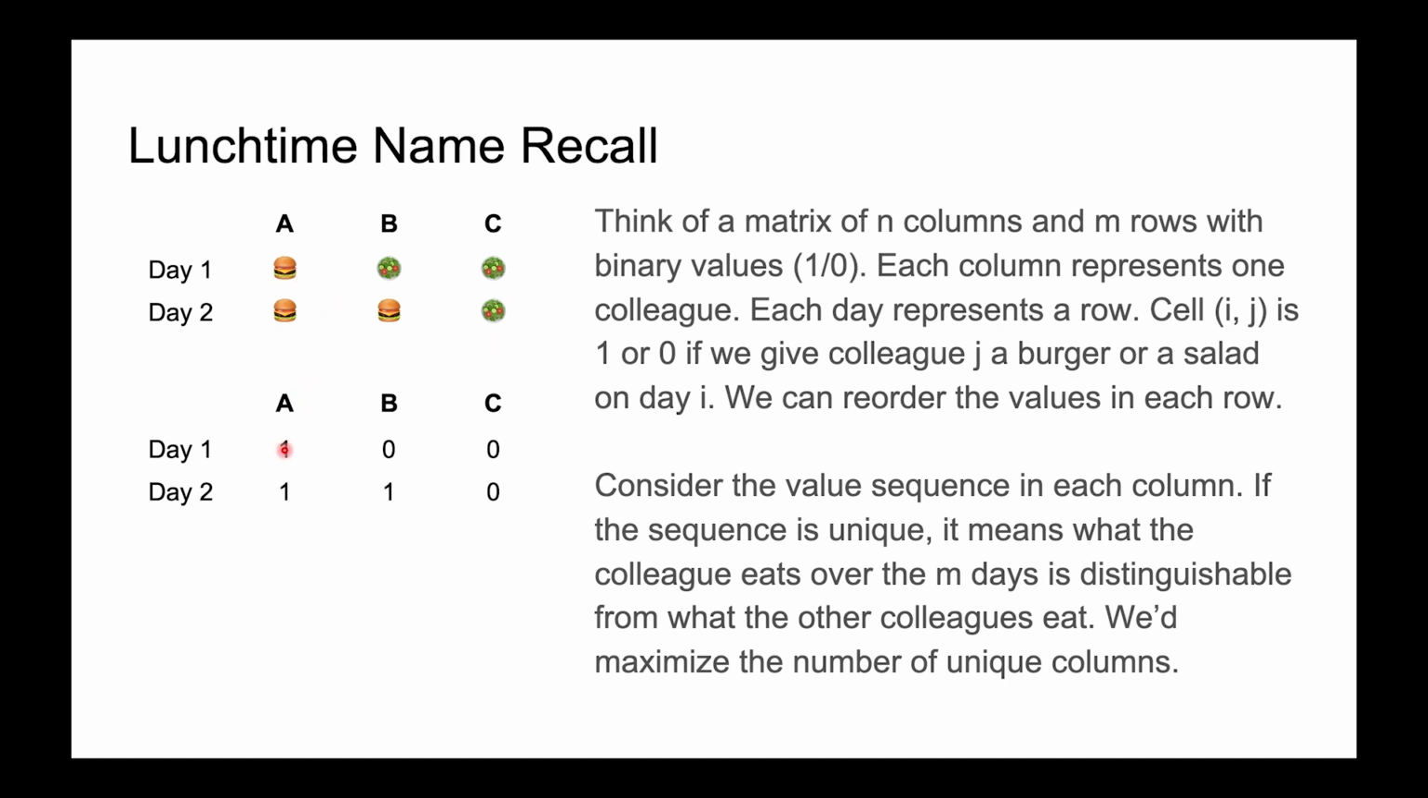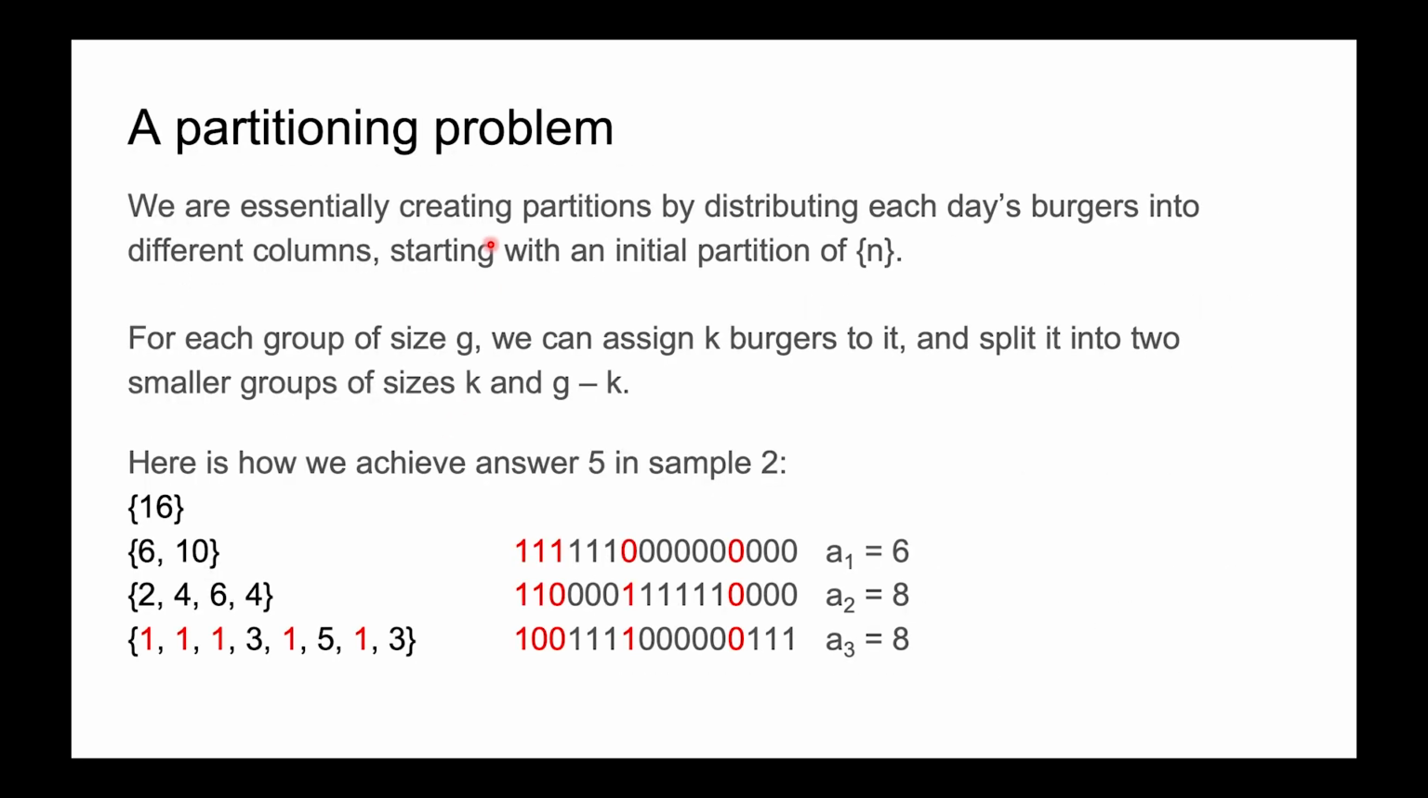Consider burgers to be values 1 and salads to be values 0, then we essentially have a binary matrix and we can reorder the values in each row. Our goal is to maximize the number of columns that are distinct from all other columns. The problem can be viewed as a process of partitioning. We start with an initial partition of a single group of size n. For each group of size g, we can decide to place k burgers into it and split it into two smaller groups of sizes k and g minus k.